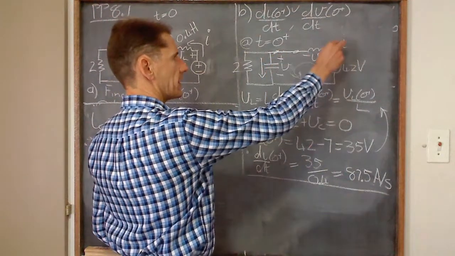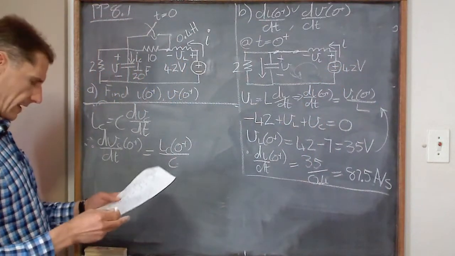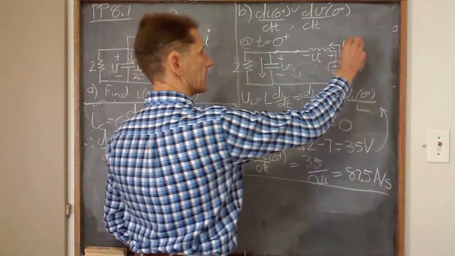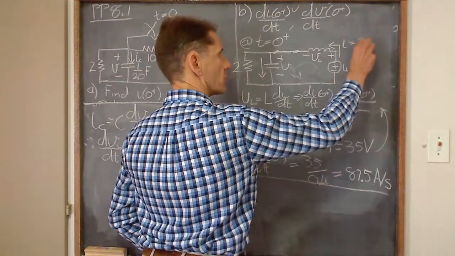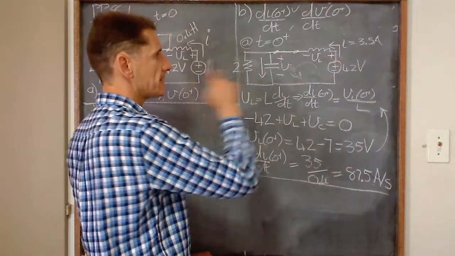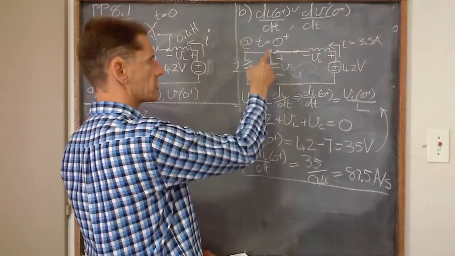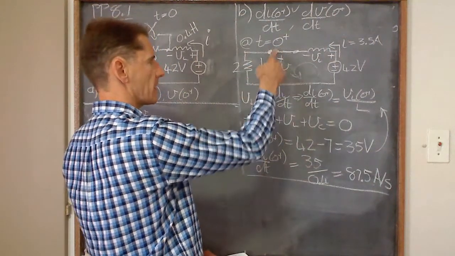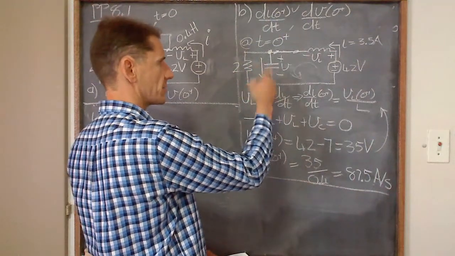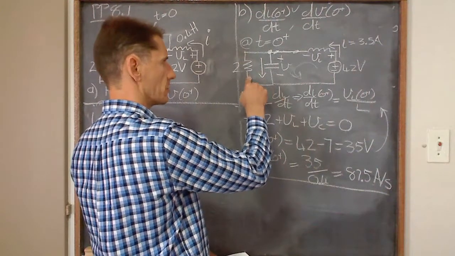Here we've got the inductor current, and from the previous calculation we got that current, and it was 3.5 amps coming in here. So this is 3.5 amps at time 0 plus. That 3.5 amps gets to this point, and now it needs to split between the 2 ohms and the capacitor. So how much is going to go through the capacitor? How much is going to go through the 2?